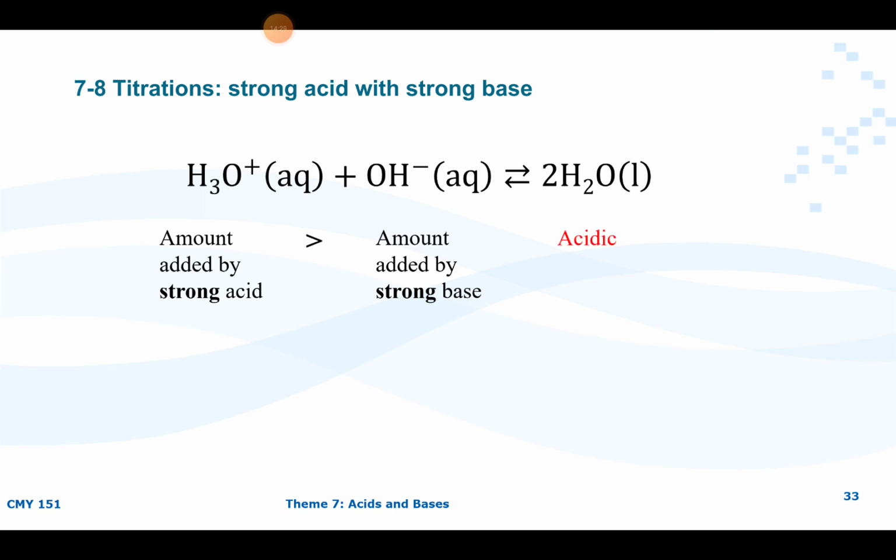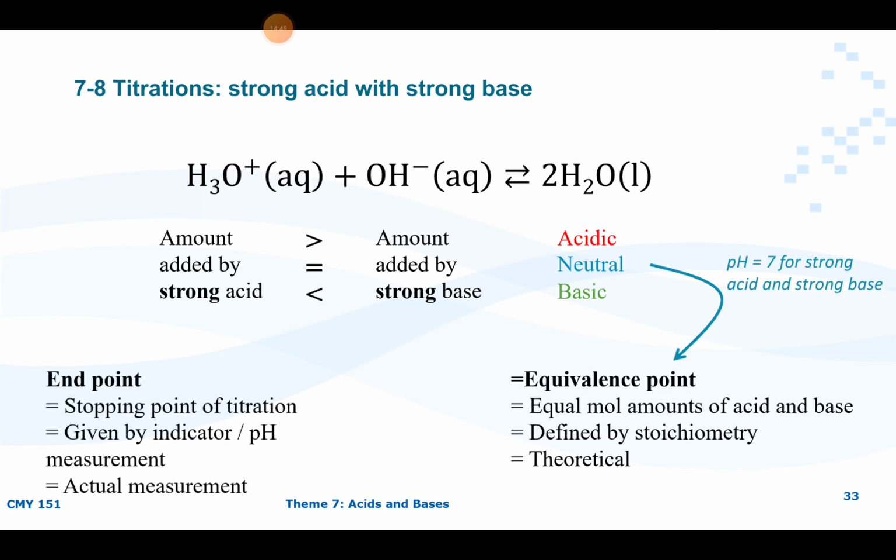If the amount of the strong acid is more than the amount of the strong base, we'll be left with an acidic solution. If the other way around, we'll have a basic solution. And if we add just the correct and equal amounts, we get a neutral solution. And that's then obviously the goal of a titration, is to get exactly the same amount. And once we get to that point, we say we've reached the equivalence point.